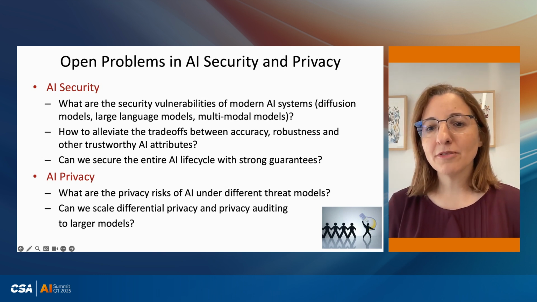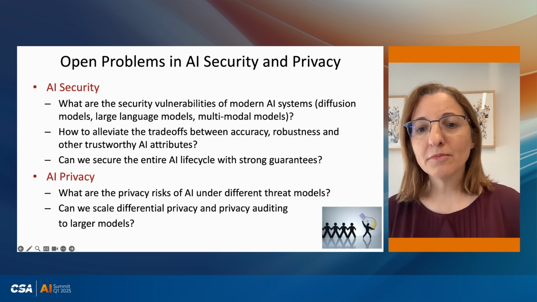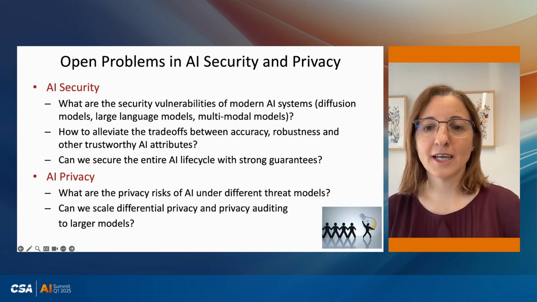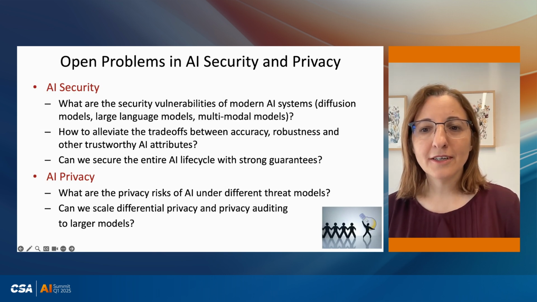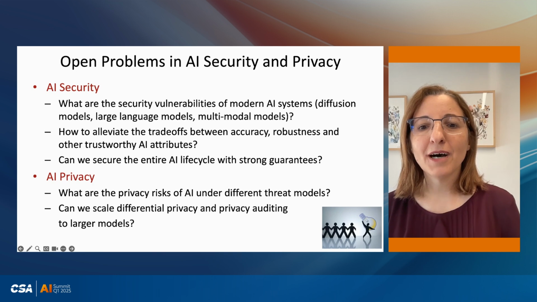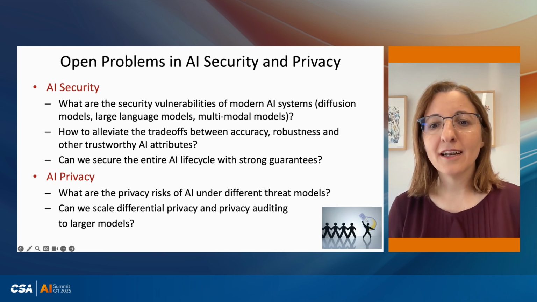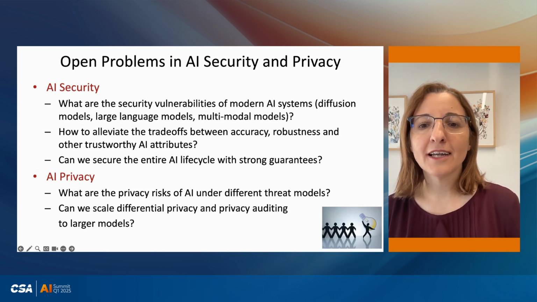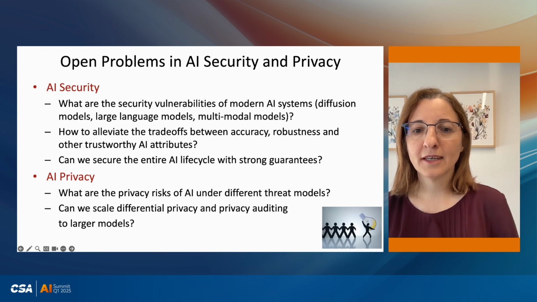We discussed the different trade-offs between attributes of trustworthy AI, such as robustness, accuracy, fairness, and explainability. More research is needed to better understand these trade-offs and alleviate some of them. Also, we really need to think more about how to secure the entire AI lifecycle with strong guarantees. Currently, most mitigations are heuristic-based and they can be bypassed by motivated attackers.